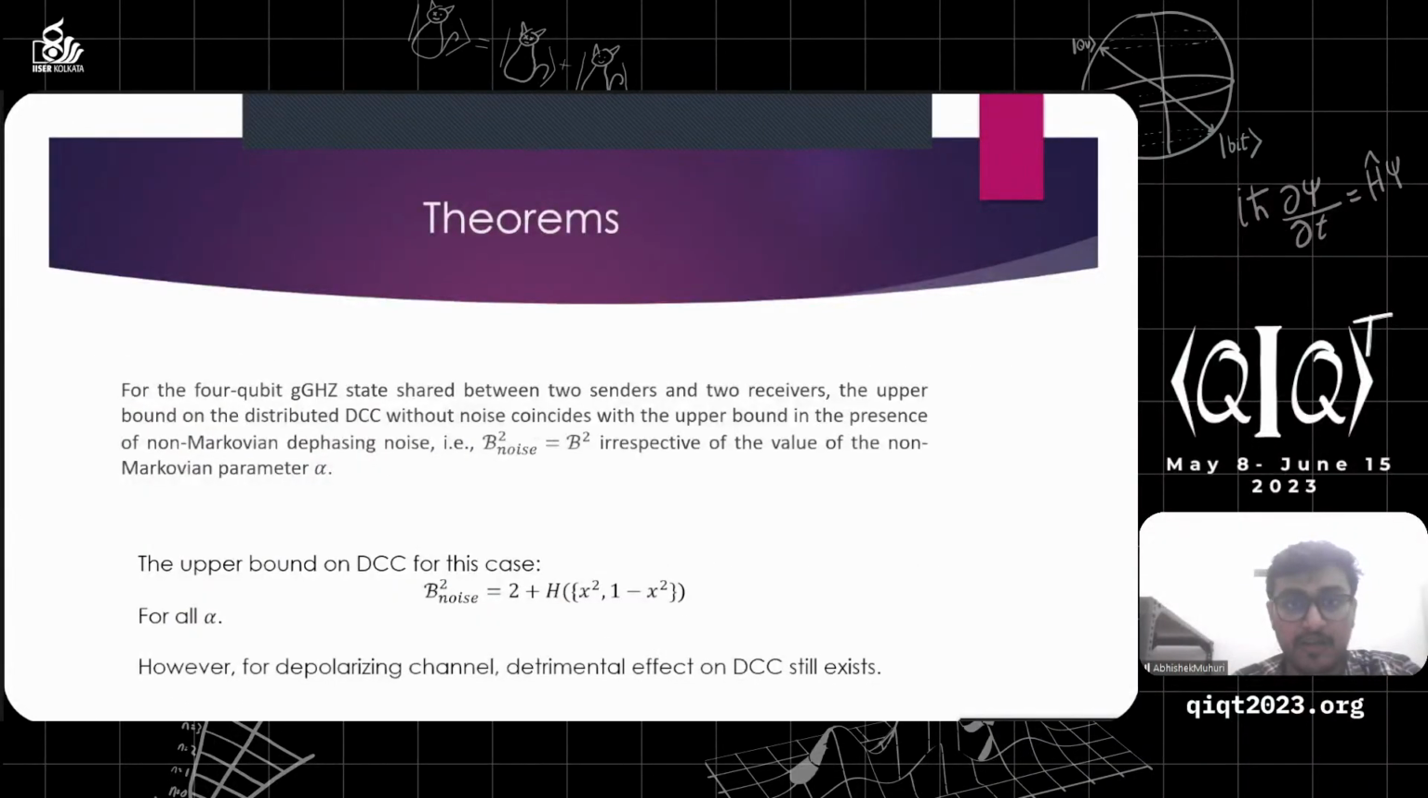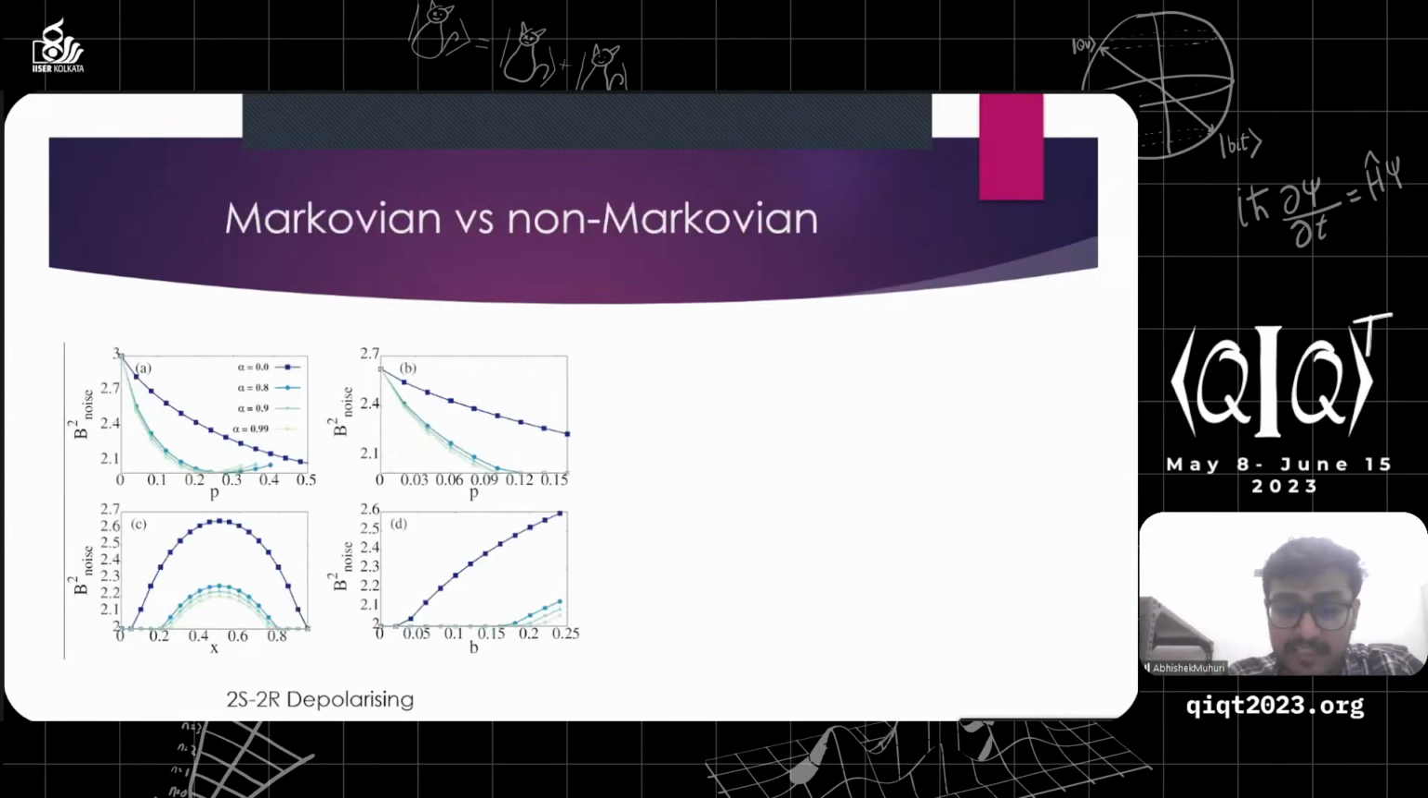Our next result shows that in the case of two receivers for the dephasing channel, the upper bound on DC, the dense coding capacity, doesn't depend on the noise itself. So non-Markovian advantage can't be seen here, obviously. However, as the depolarizing channel acts on all the three directions, high non-Markovian parameter alpha restricts the range of P, and the dense coding capacity can't go to the range of P where non-Markovian advantage is present. So under the depolarizing channel, only detrimental effects were observed. This is the plot for 2S2R, that is two sender two receiver depolarizing channel.